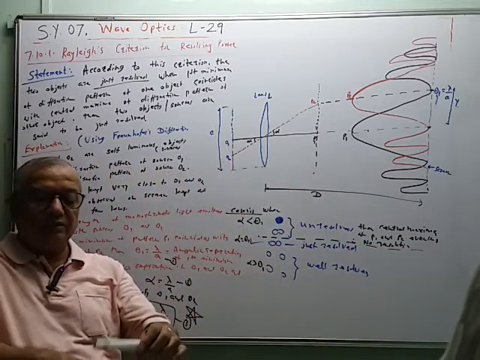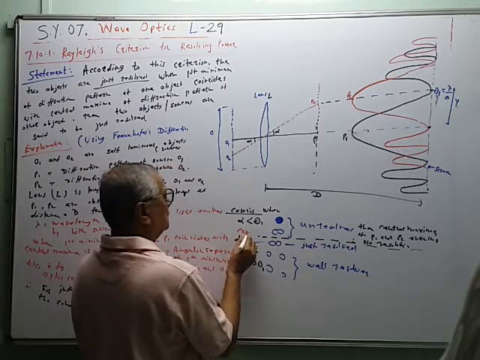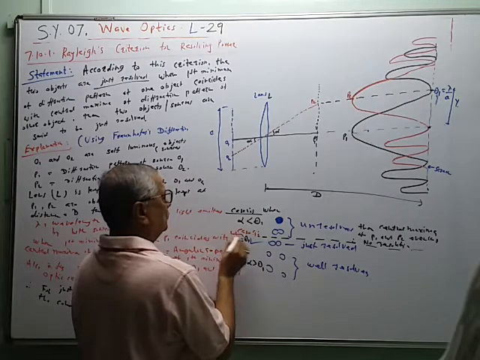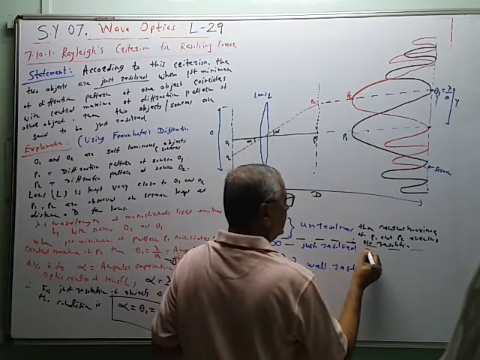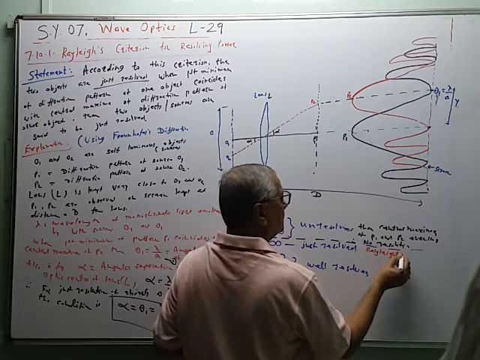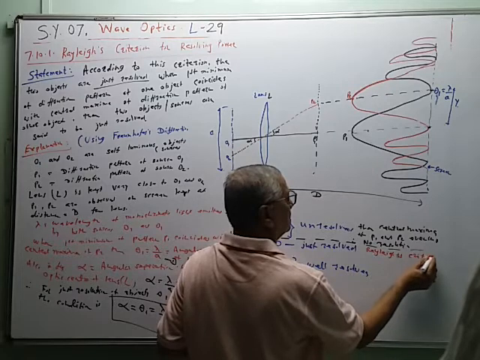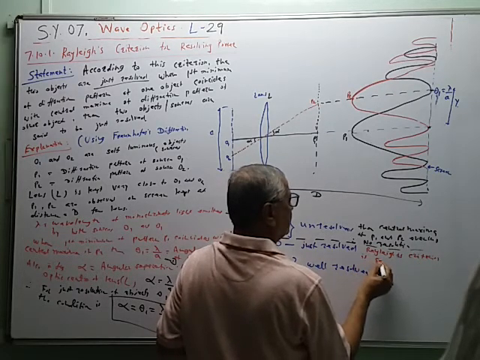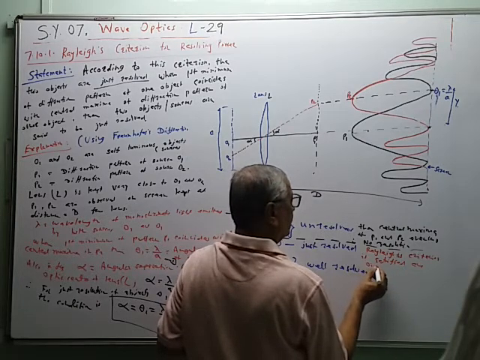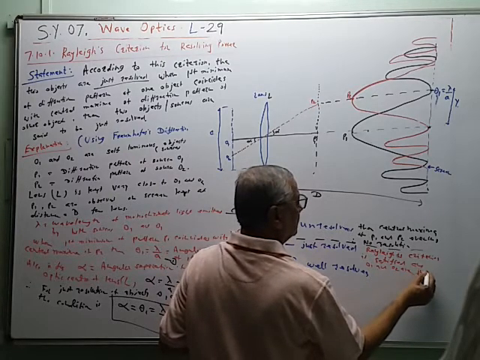Case number 2. When alpha is equal to theta 1, this criterion is satisfied. Then Rayleigh's criterion is satisfied, and O1 and O2 are just resolved.